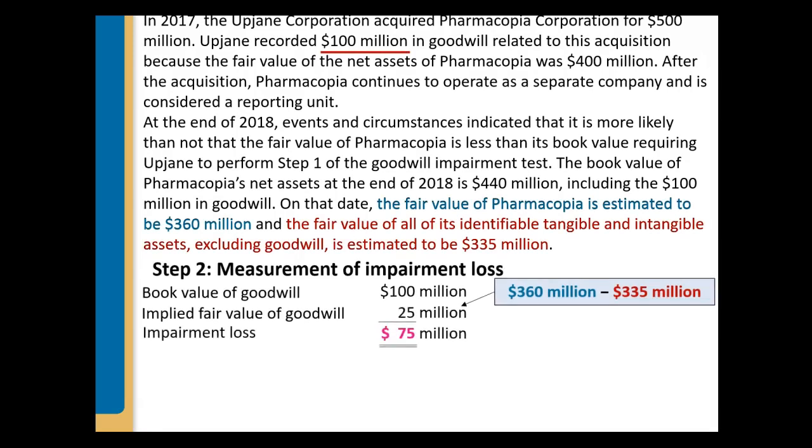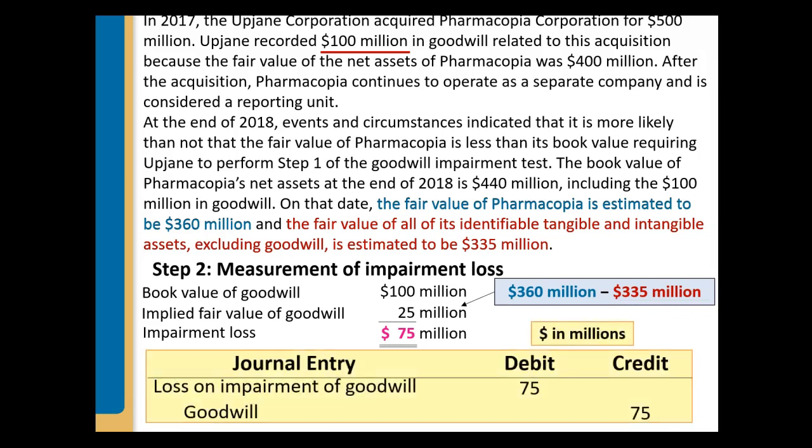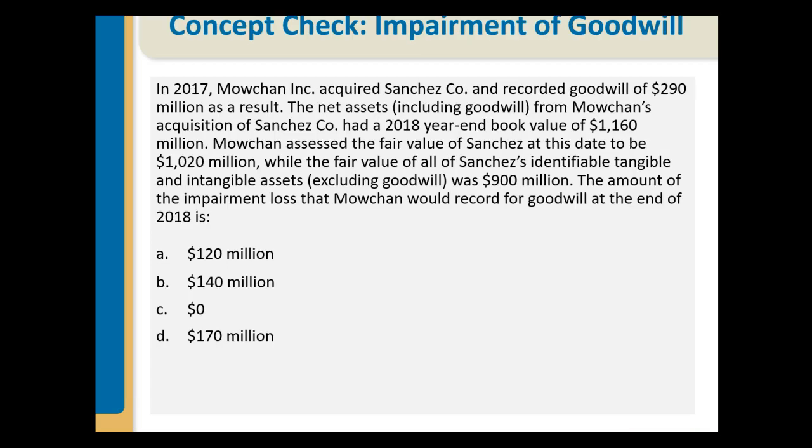So the impairment loss is $75 million, determined as you see here on this slide. Now the entry to record the loss is shown here as a loss on impairment of goodwill and a credit to goodwill. The loss normally is reported in the income statement as a separate component of operating expenses. So let's take a look at a concept check.